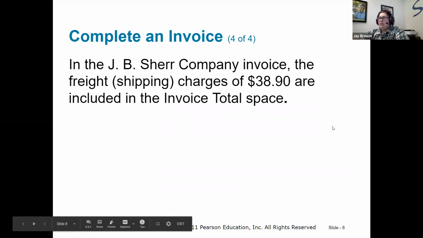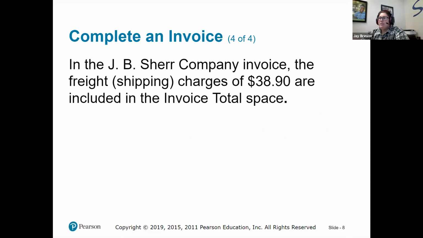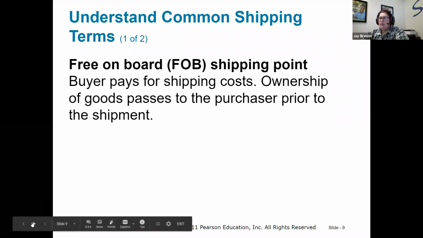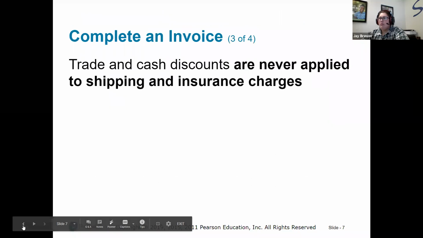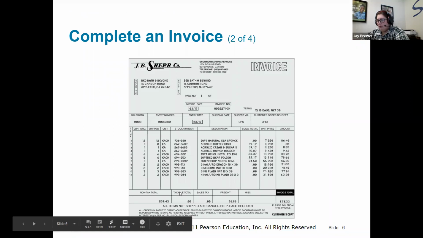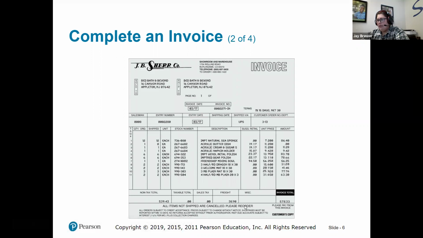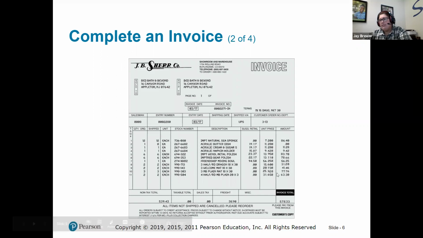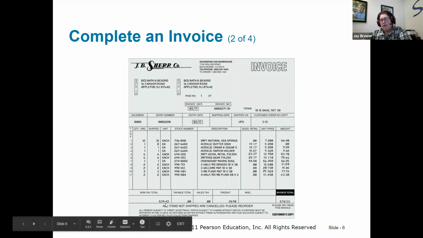In the JB Sure Company invoice, the freight shipping charges of $38.90 are included in the invoice total. All right, I guess we can go back and look at that if you want. Yep, freight, $38.90. So that's why there was a non-tax total. And then they added the $38.90 and they get the $573.33. If they would have added this up, you probably would get the $539.43.